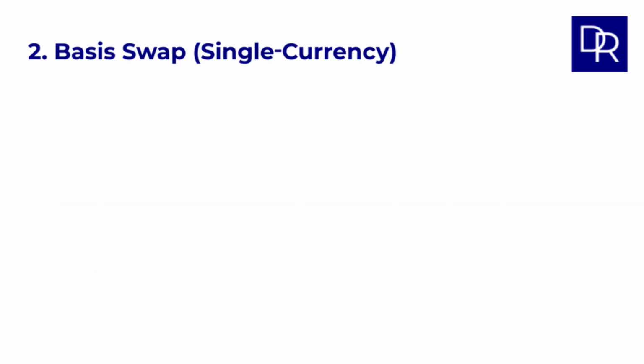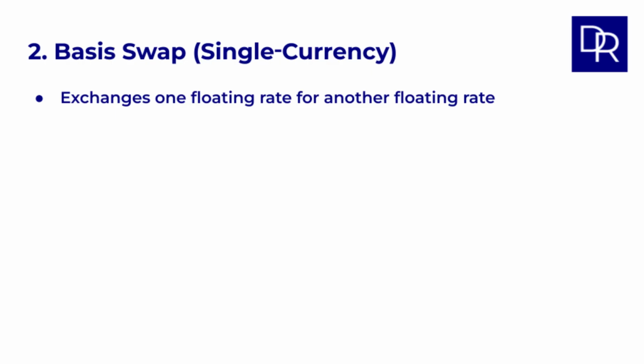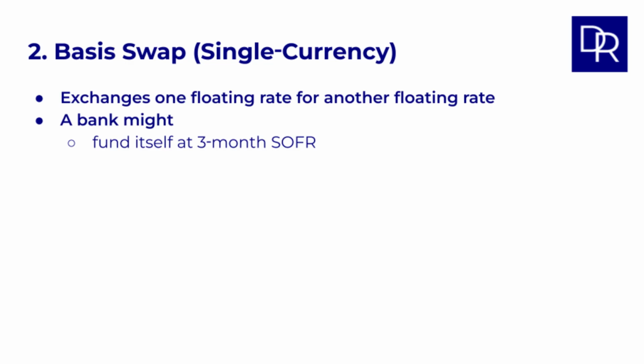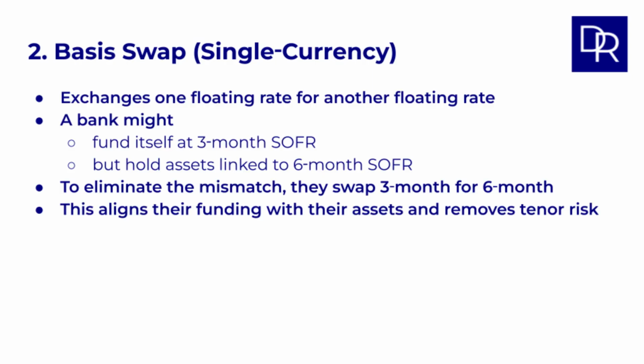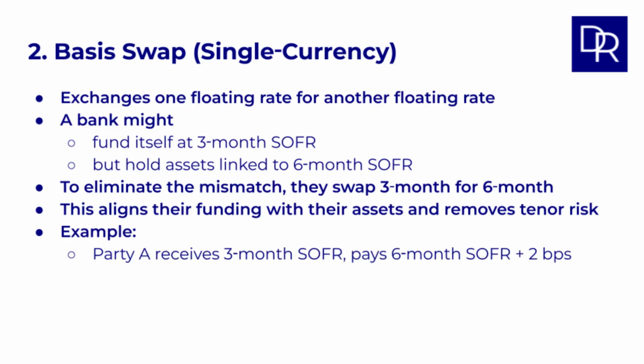Number 2, a basis swap, single currency. Basis swap exchanges one floating rate for another floating rate. A bank might fund itself at 3 months SOFR, but hold assets linked to 6 months SOFR. To eliminate the mismatch, they swap 3 months for 6 months. This aligns their funding with their assets and removes tenor risk. So, for example, party A receives 3 months SOFR and pays 6 months SOFR plus 2 basis points.